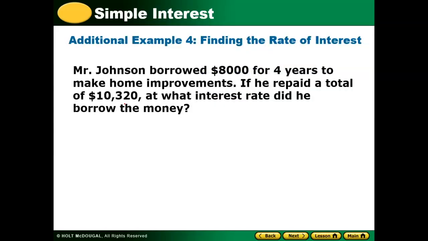So now, what if we're asked to find the rate? So we've calculated finding the time, we've found the interest, we found the amount, but now what if I need to find rate?